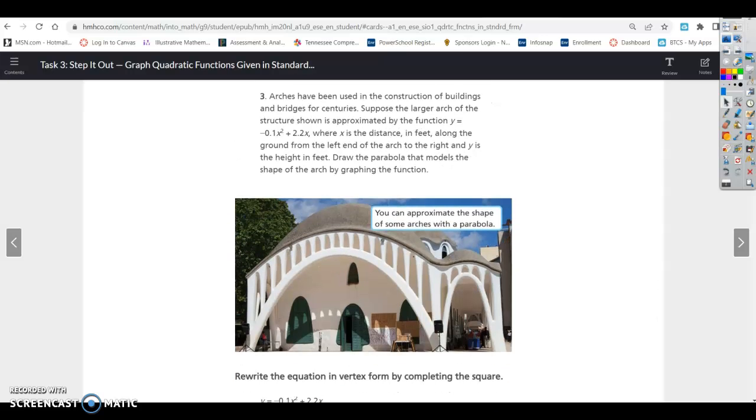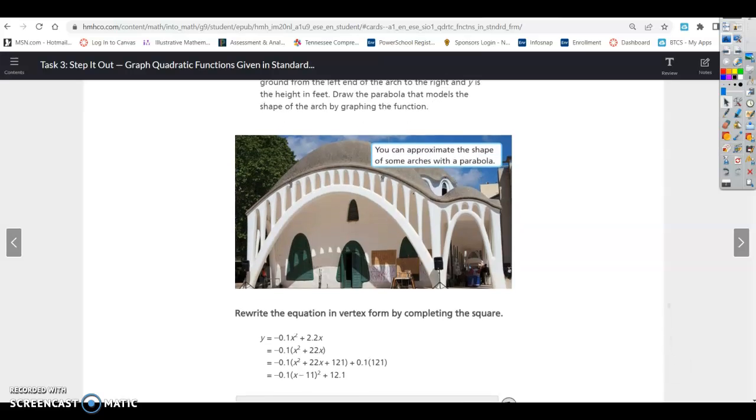All right, arches have been used in the construction of buildings and bridges for centuries. Suppose the large arch for the structure shown is approximated by the function y equals negative 0.1x squared plus 2.2x, where x is the distance in feet along the ground from the left end of the arch to the right, and y is the height in feet. Draw the parabola that models the shape of the arch by graphing the function.